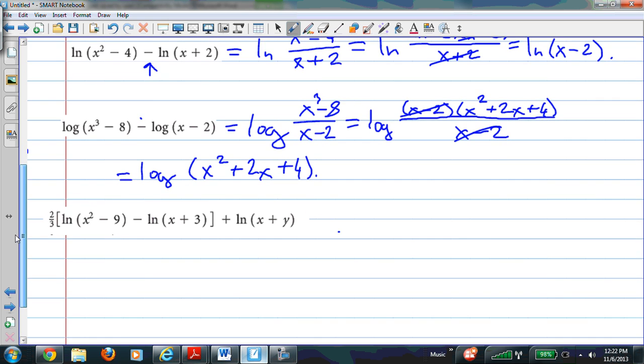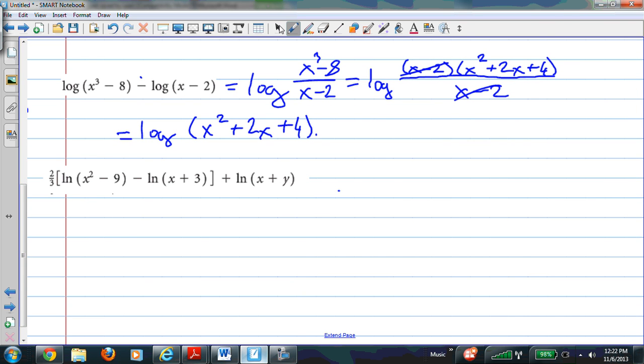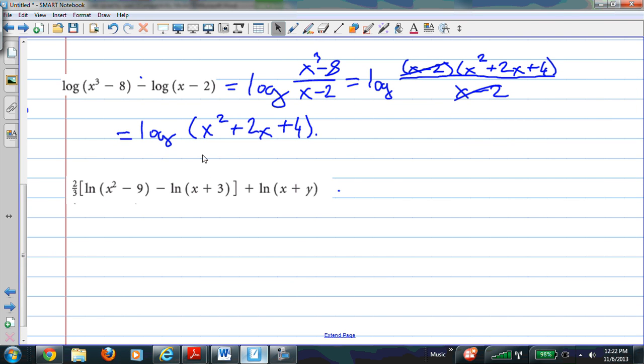Okay. Now here's the last exercise in this set, as far as taking several logs and putting them into one. Again, I will stick with the order of operations. I have a big parenthesis with the minus inside. So I will use the quotient rule to put it together. So 2/3, and then it's natural log of x squared minus 9 over x plus 3. I still have another log over here. I'll take care of that one later.